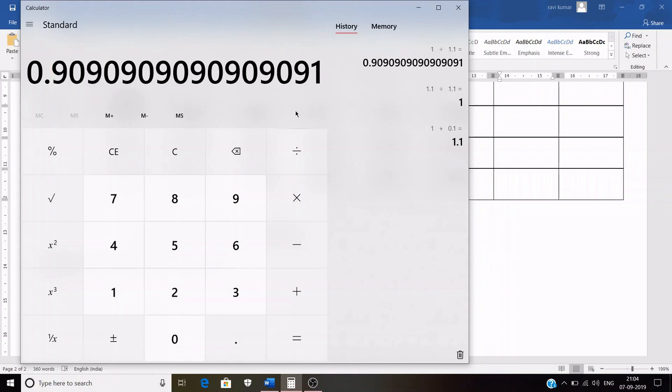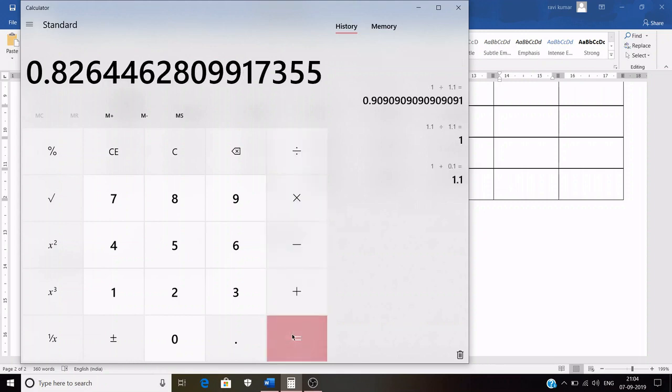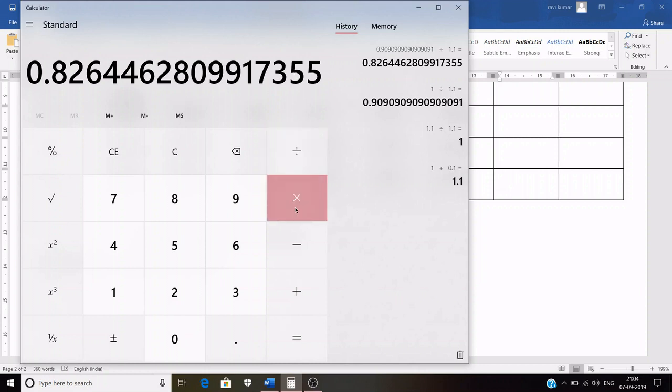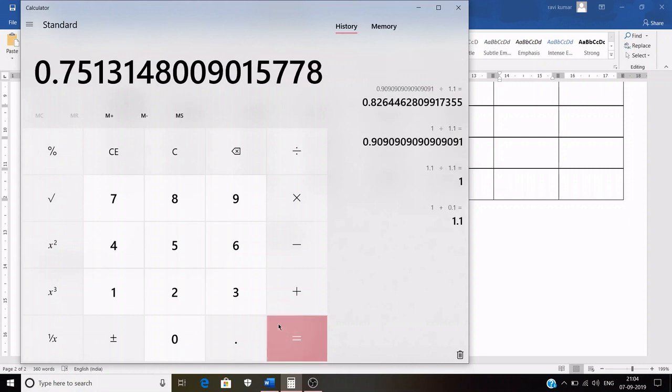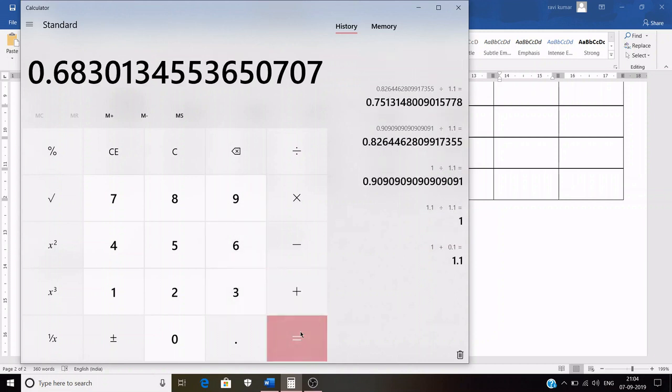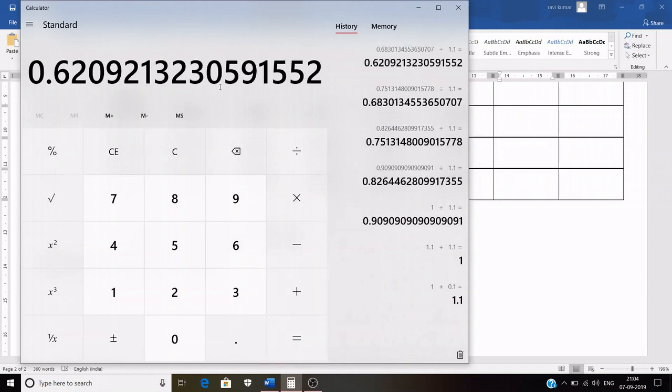Now if you want the present value factor of the second year, simply press equals to again. Don't press the divide button again, just simply press equals to again. So this is our present value factor of the second year. Simply press equals to a third time to get the present value factor of the third year, that is 0.75. Now to get the present value factor of the fourth year, simply press equals to a fourth time. Now 0.683. Now to get the fifth year, simply press equals to once again. This is the present value factor of the fifth year.